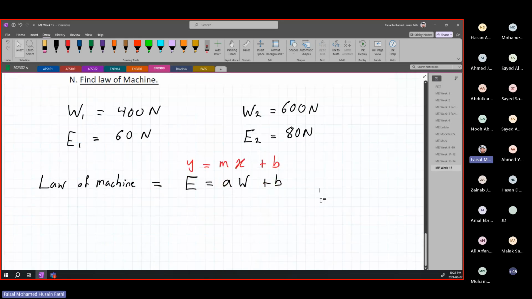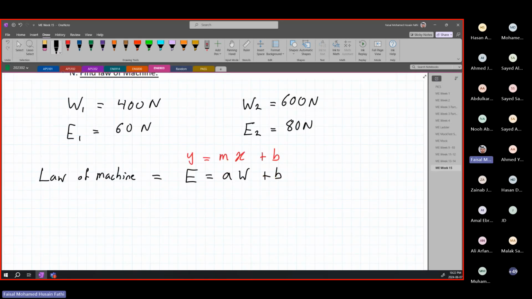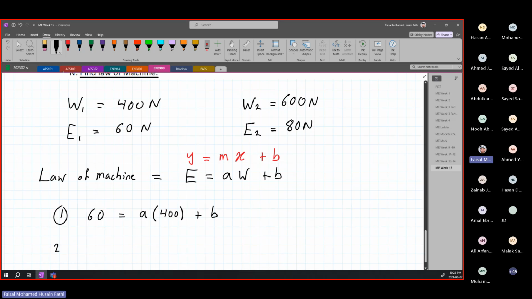The way you do this for a linear equation, you are given 2 points. عندكم E1 W1 وعندكم E2 W2. So we're going to form two equations using this law of machine. For E1, it is 60 is equal to A times W1 اللي هو 400 plus B. This is our first equation. Our second equation is going to be for the second set of points اللي هو E2 and W2. معناته you have 80 is equal to A into 600 plus B.